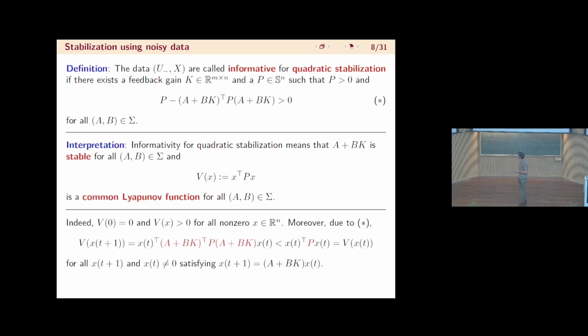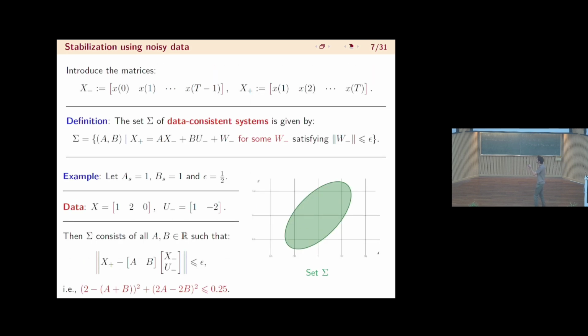Asymptotically stable. So here, you say that (A, B) belongs to sigma. Yes. That sigma is for the noise-free case or the... No, this is the sigma that we're considering. So all systems consistent with the noisy data. Would that mean that the equilibrium point is asymptotically stable?